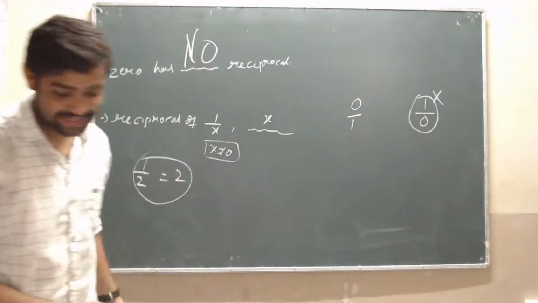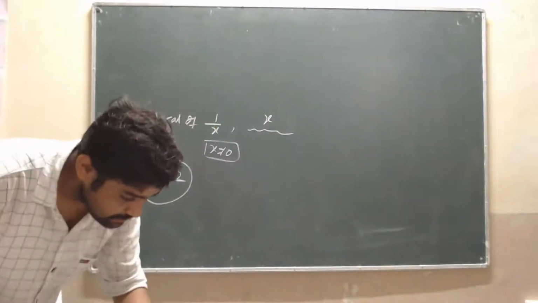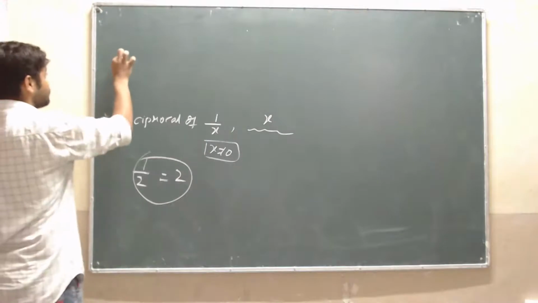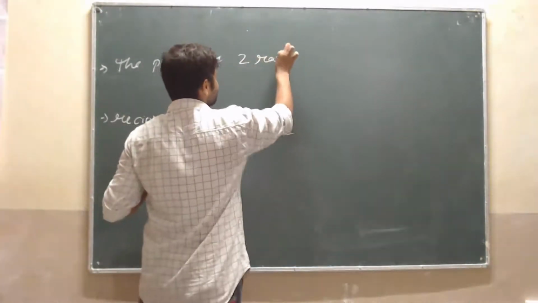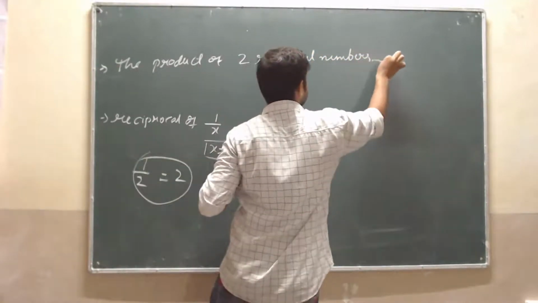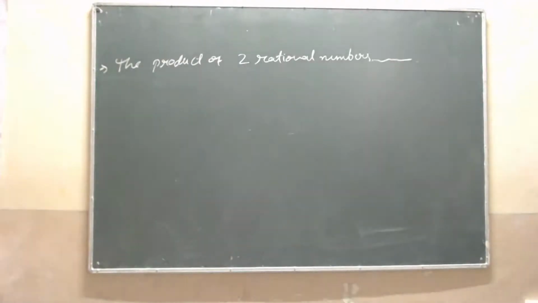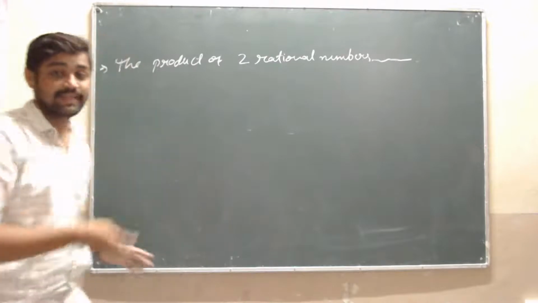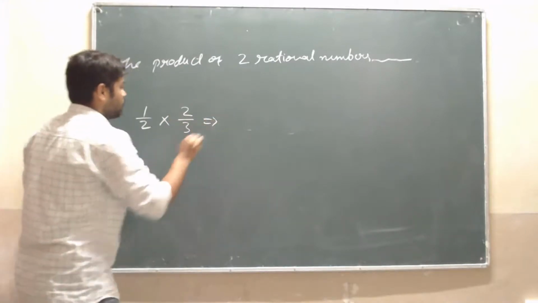Very good. Then move to the next because I consumed 45 minutes. The product of two rational numbers is always, yes, very good answers. The next question: the product of two rational numbers is... One minute. Take 1 by 2 as a rational number, and again take 2 by 3. What is the product of these rational numbers?